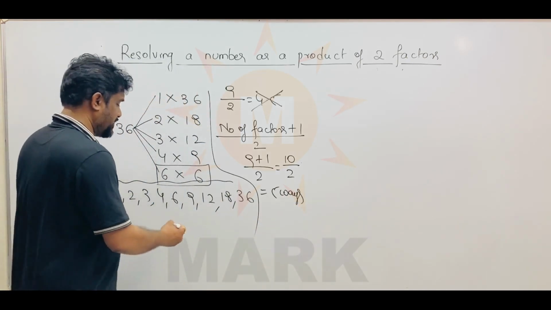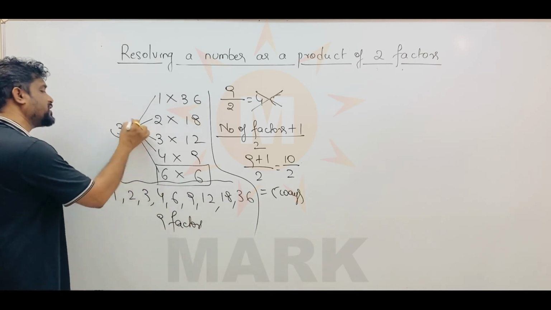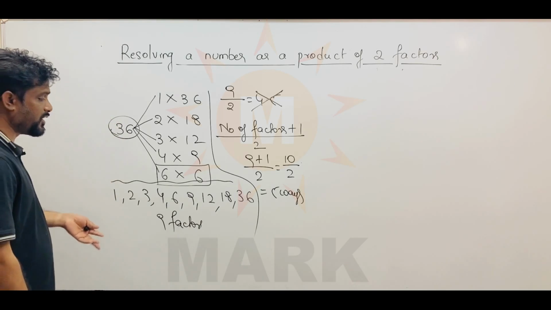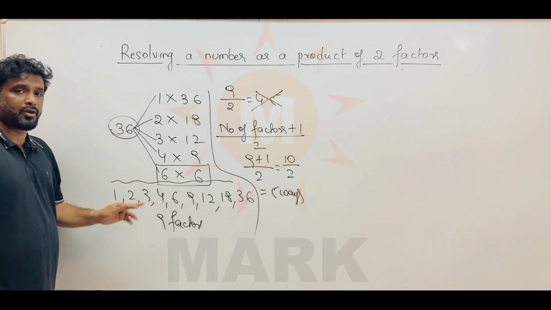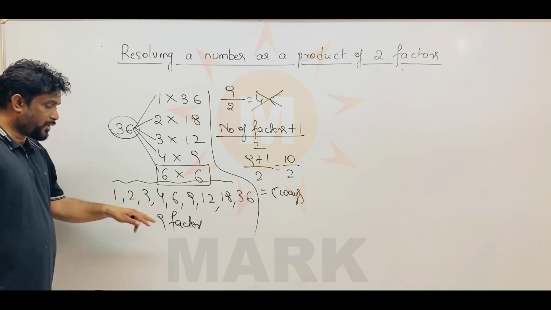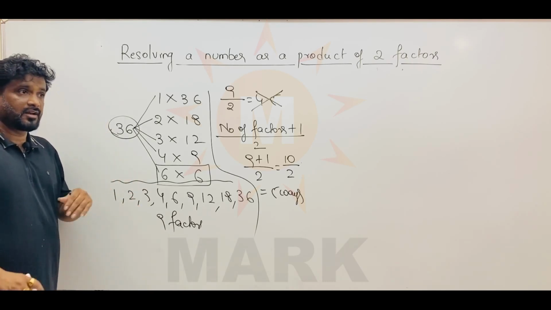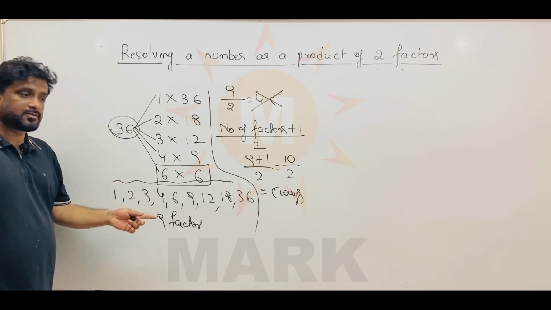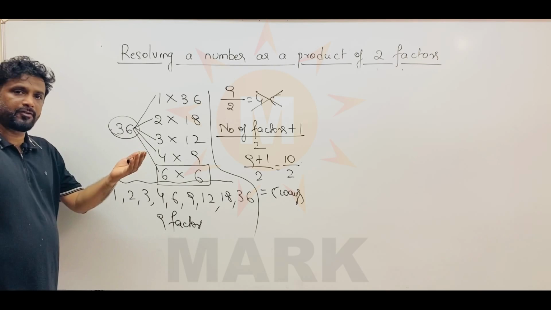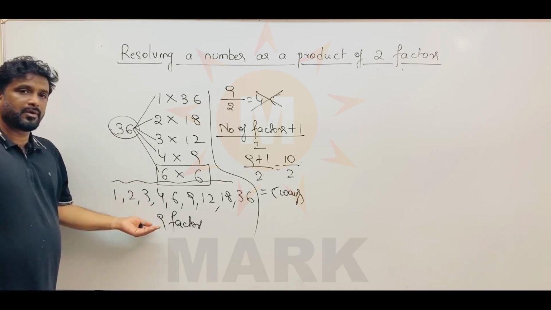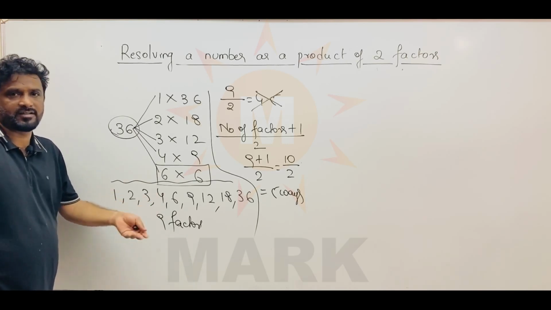Okay, so 9 factors are there. But if the number is a perfect square number, 36 means 6 square, right? So always for perfect square numbers, we will get an odd number of factors. The number of factors will be an odd number for any perfect square. There are some questions which are asked in the exams based on these factors. Always, if you count the number of factors of a perfect square number, then the answer will be an odd number. There will be 9 factors, 11 factors, 7 factors, etc.